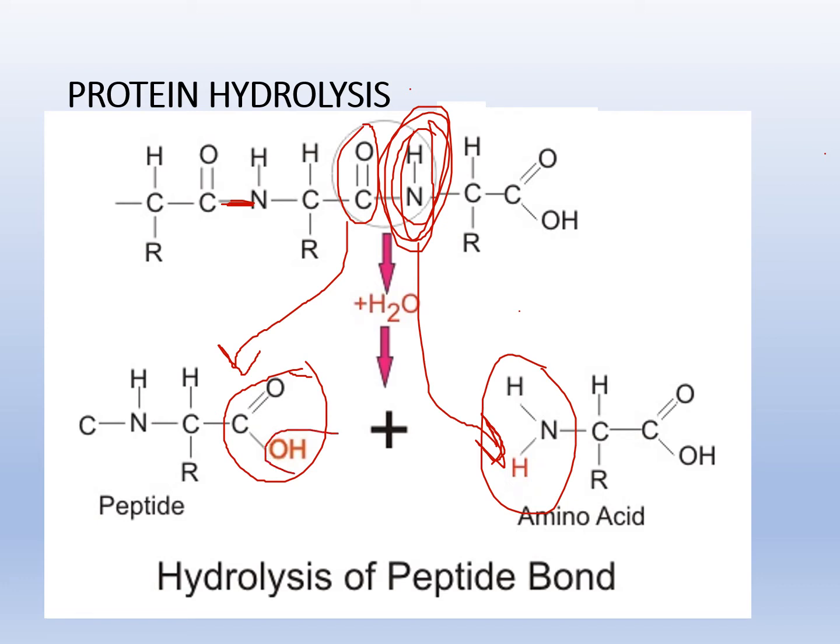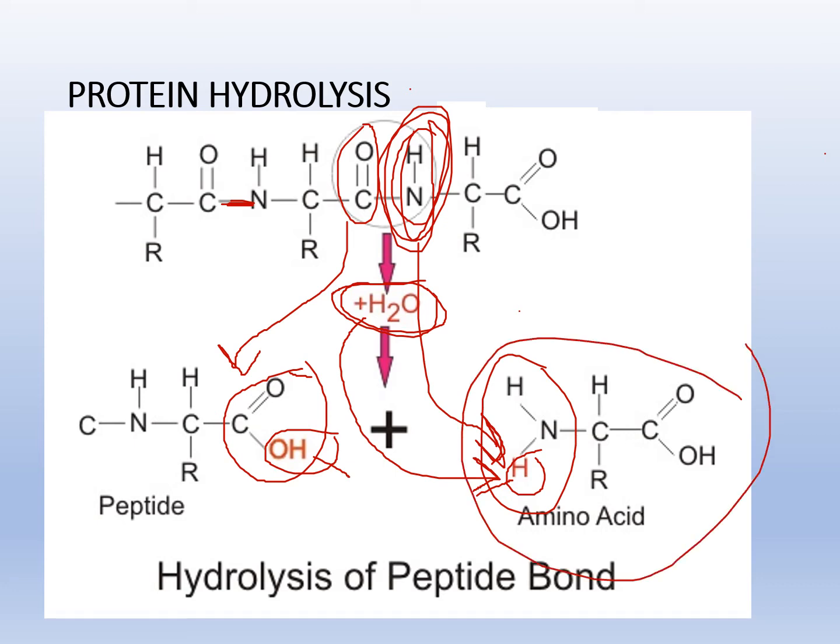Where did we get the OH here and the H here? Actually, the OH or hydroxyl and the hydrogen here came from the water molecule that was used in the reaction. One hydrogen reacted with the amino group of this molecule, whereas the OH from the water molecule has reacted with this specific molecule.